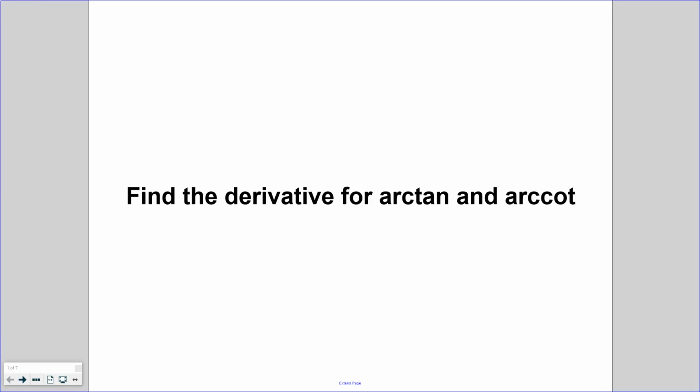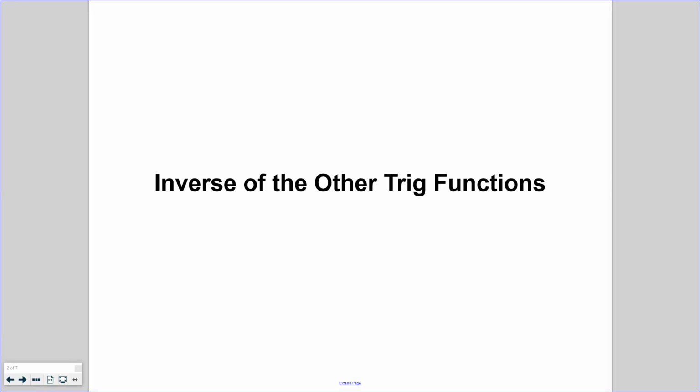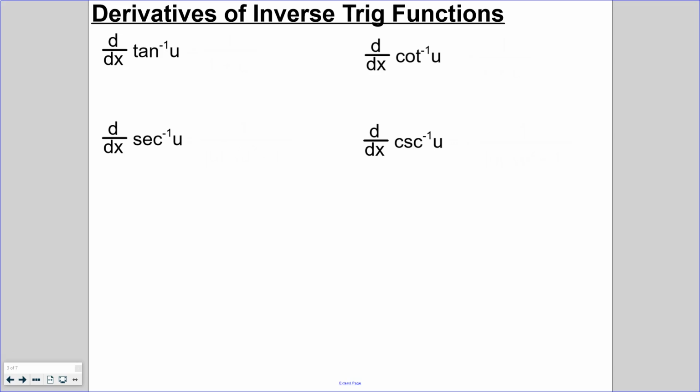Find the derivative for arctangent and arccosine. So in this video, we're going to look at finding the derivatives of the inverses of the other four trigonometric functions. Those other four inverse functions we're going to have to take the derivative of are inverse tangent, inverse cotangent, inverse secant, and inverse cosecant.